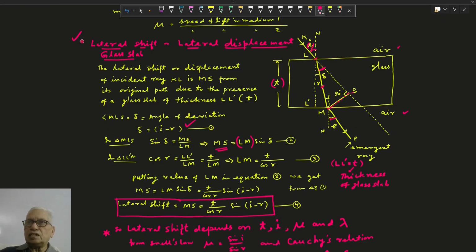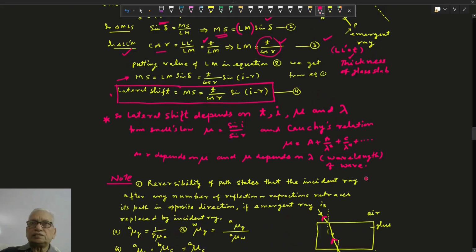In triangle LL'M, cos R will be base LL' upon LM. LL' is the thickness of the glass slab T, upon LM. So here LM will be T upon cos R. We are putting the value of LM from equation 3 in equation 2. We get MS, the lateral shift, as LM sin delta. In place of LM we have written T upon cos R from equation 3, and delta from equation 1 is I minus R. T is the thickness of the glass slab. Now the lateral shift will be given by T upon cos R times sin (I minus R).